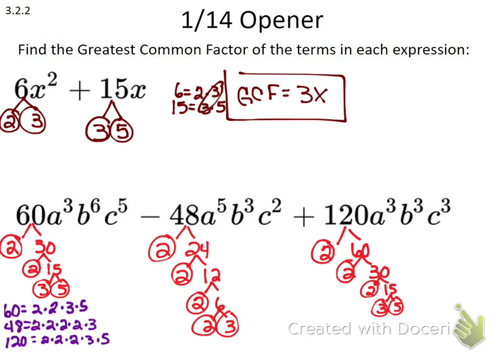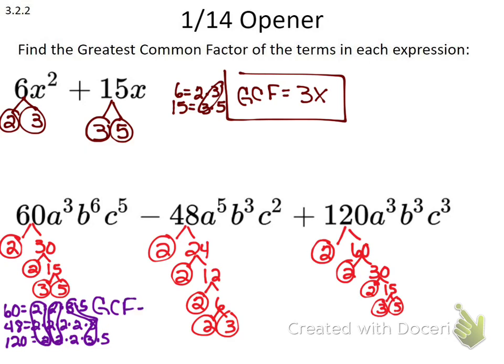Okay, now we circle what they have in common. So what do they have in common? Okay, so they have a 2. They have another 2? Yep. And a 3. Anything else? No? Okay, so then the greatest common factor.